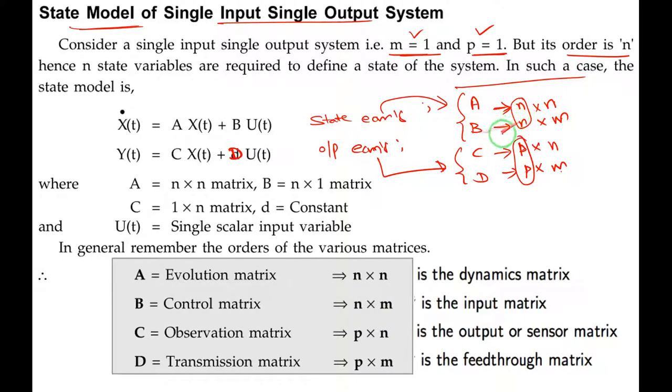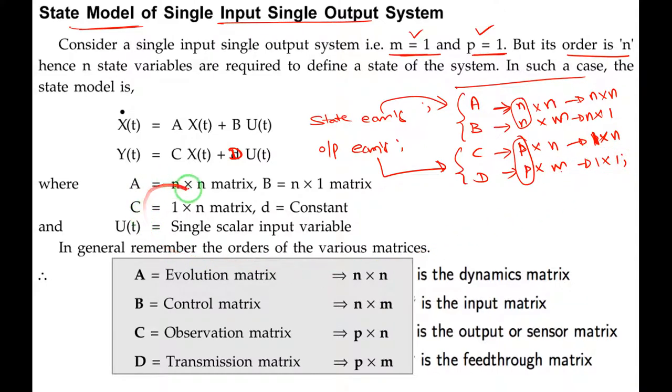Then next, for this single input, single output system, what am I getting? It is n cross n, right? A is n cross n matrix, and n cross m is n cross 1 for this single input, single output system. Then p cross n: what is p? Only 1. So 1 cross n. And what is m? It is also 1. So 1 cross 1.